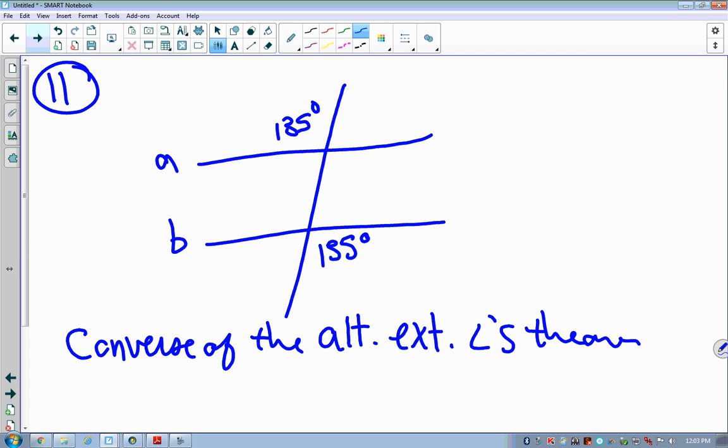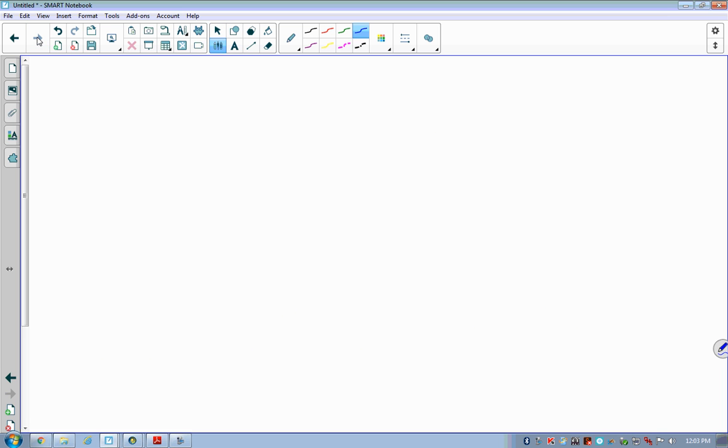They might want something along the lines of, if two lines are cut by a transversal and their alternate exterior angles are congruent, then the two lines are parallel. Let me look at their answer on number 11. The lines are parallel by the converse of the alternate exterior angles theorem. I would accept that right there. Okay? Does that make sense? We're good to go.